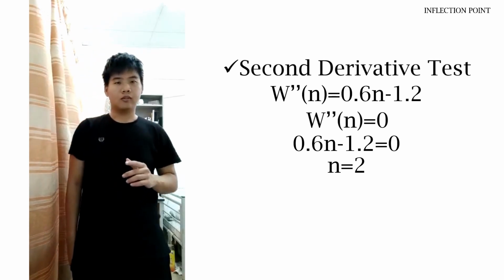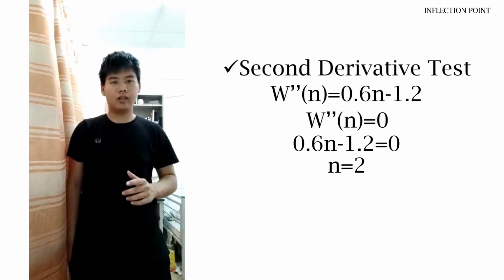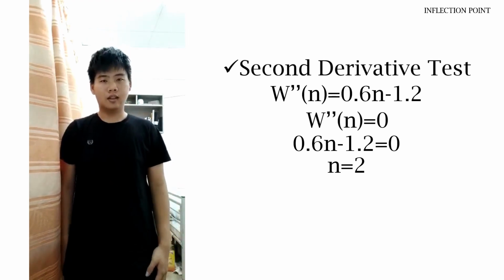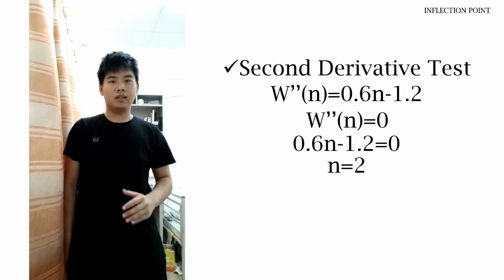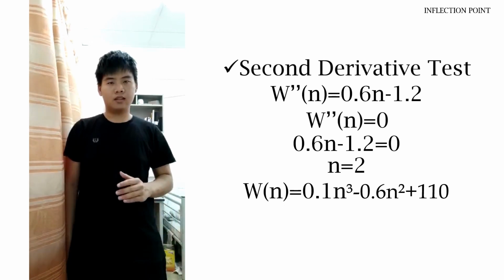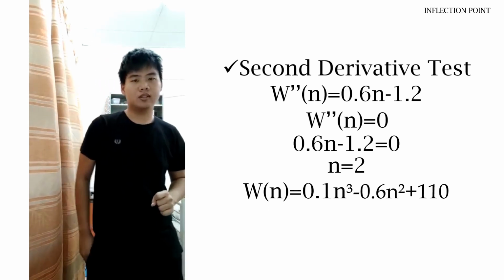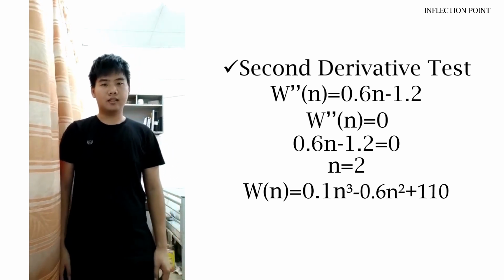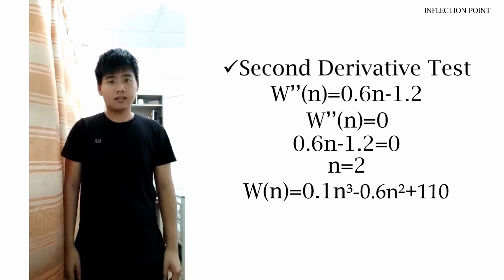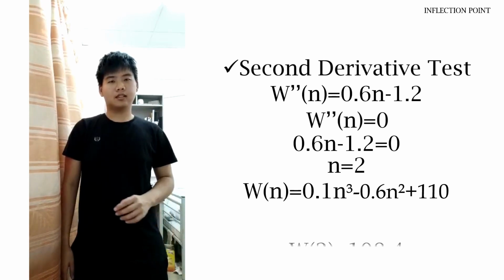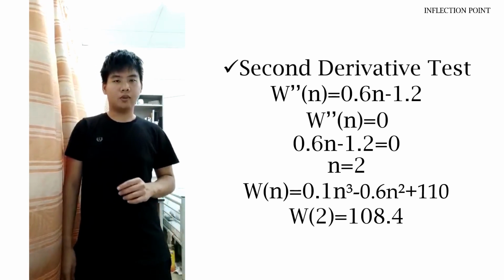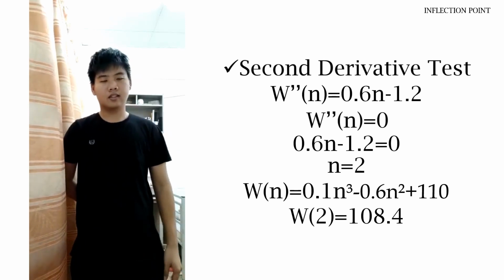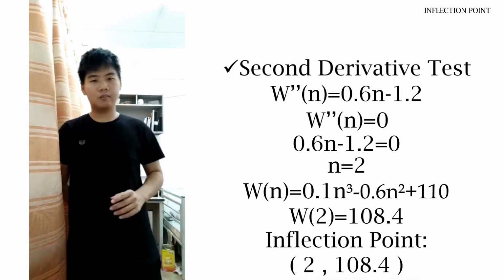Then we can find the patient's weight by substituting n equals 2 into the original equation, where w of n equals 0.1 n cubed minus 0.6 n squared plus 110, and we get the result that is 108.4. So the inflection point for this function is (2, 108.4).